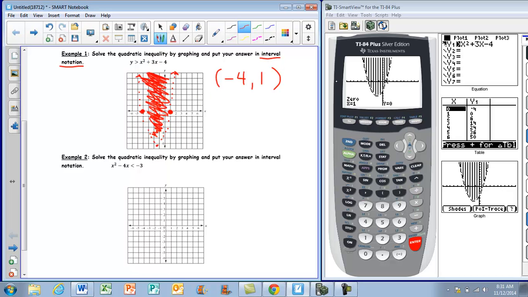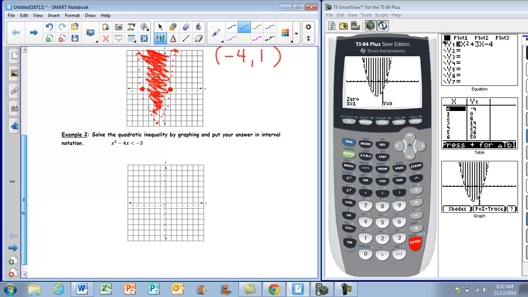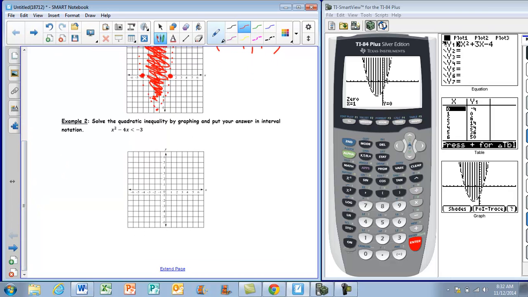So again, you can pull all of your information right from the graph, and our answer is written in interval notation. So this is covering the shading between these points. All right, next one. First thing I need you guys to do is I need you to change this inequality to just be greater than or equal to.